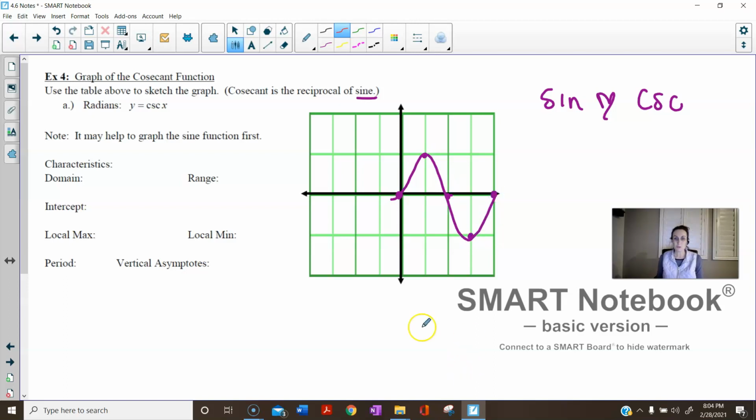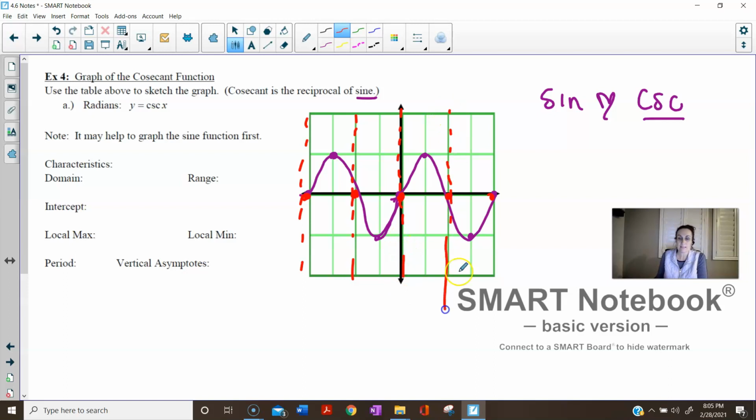This has a period of 2 pi. I can start it over here and do the same thing, up, down, down, up and over, down and under. And the sine graph always starts in the middle at 0, 0. Now, to do the cosecant graph, everywhere we hit the zeros, when we flip 0, we get undefined. So asymptotes, everywhere this graph hits 0, we are undefined.